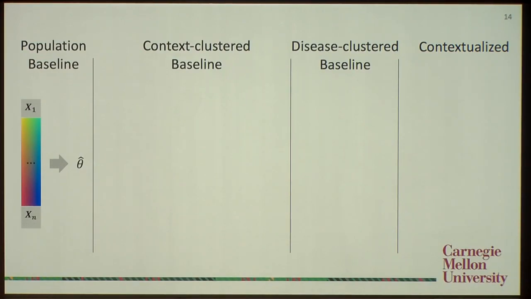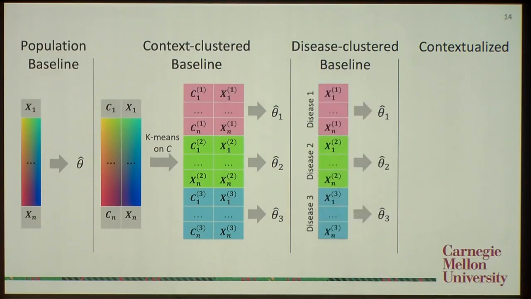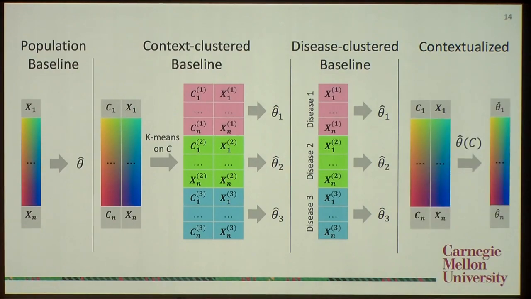We are going to have a context-clustered baseline, where we perform an unsupervised method of personalizing our data, where we cluster based on the context and learn an individual model for each of these clusters. We are then going to take a supervised approach to personalization, where we split based on the medical disease classification, which we believe is the most informative feature for the models. And then we're going to compare all of these with our contextualized approach.